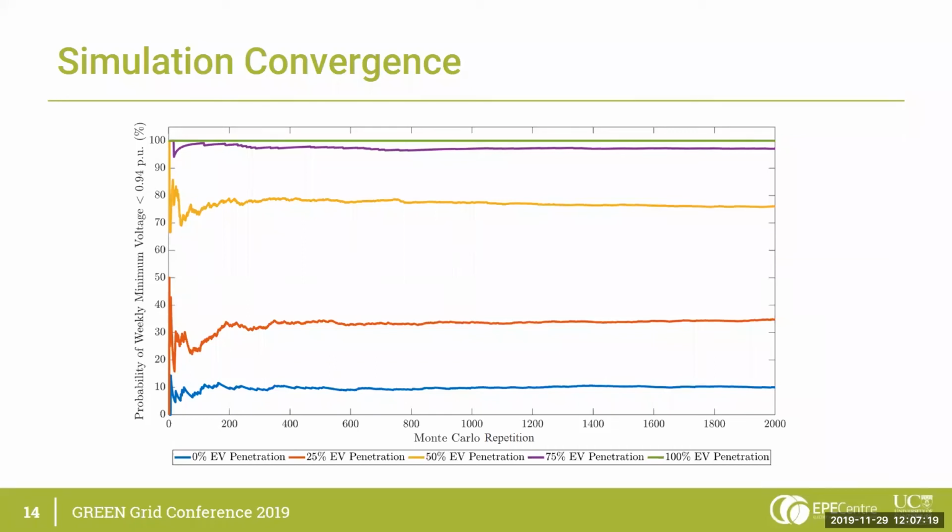So what this graph shows is the probability of a single weekly voltage excursion beyond 0.94 per unit, and how this varies as a function of the number of simulation repetitions that were performed. The 5 trends there correspond to the 5 penetration levels that were examined.